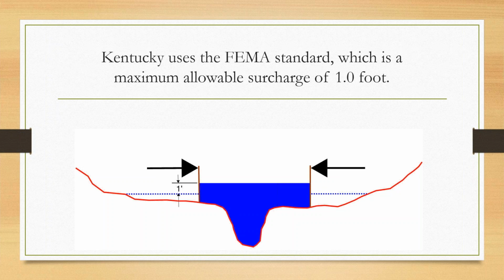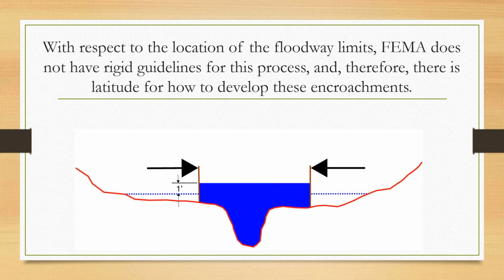When it comes to the 1 foot, where does the 1 foot come from? The 1 foot is the maximum allowable surcharge that FEMA will allow any state in the country to use. So state of Kentucky, we use the maximum for that. So that's just something to be aware of. The other states do use a different amount.